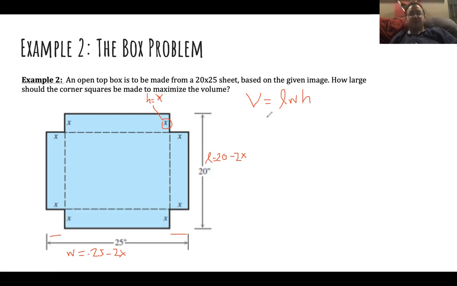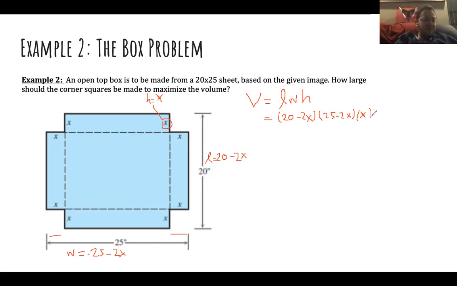So we're actually going to plug these into the formula. So you're going to have 20 minus 2x times 25 minus 2x times x. And we do have some multiplication to be working on, so we'll take care of that.